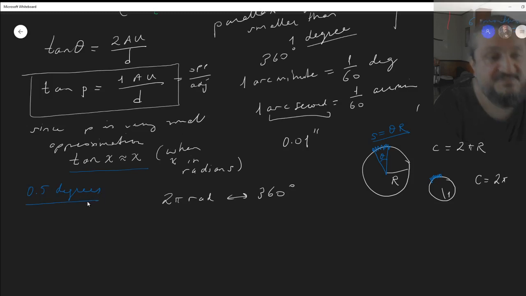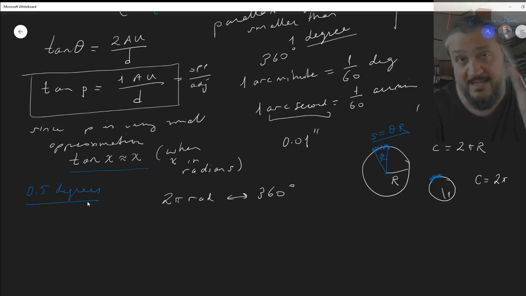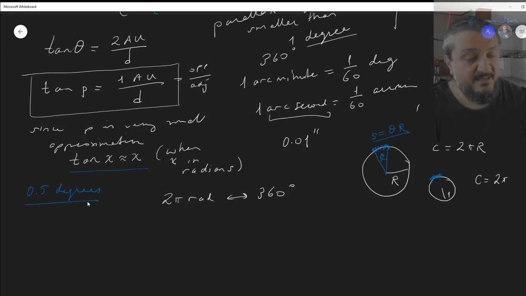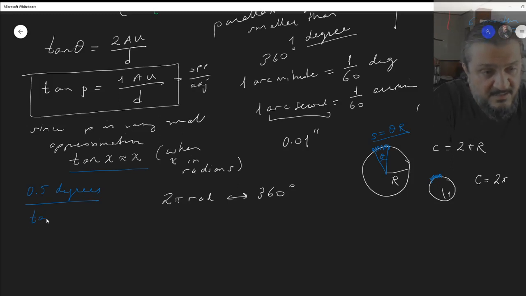0.5 degrees. If you just try 0.5, of course, you will not get that number. There are two things you have to do with your calculator. First of all, you have to set it to radians. Now, what if you did not set it to radians? What if the angle unit is in degrees? I just type here, tangent 0.5. My calculator thinks it is in degrees, okay? So I just hit enter and I get this number: tangent 0.5 degrees is equal to 8.73 times 10 to the negative 3.